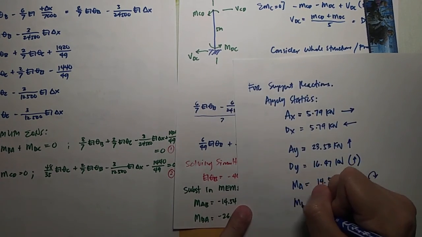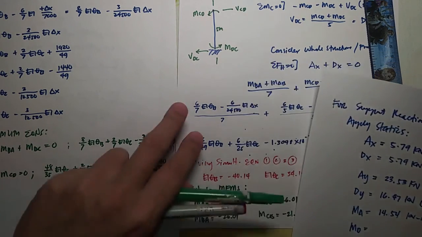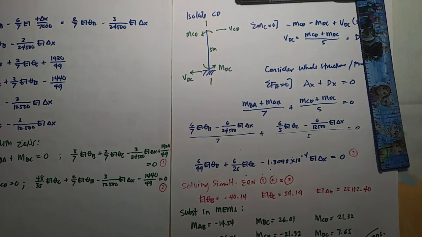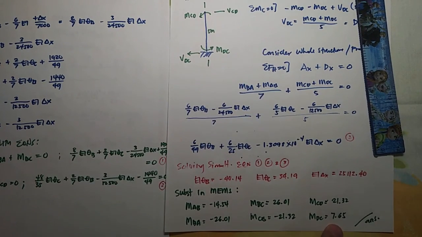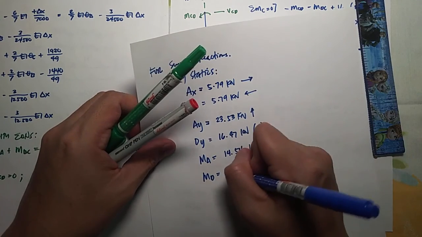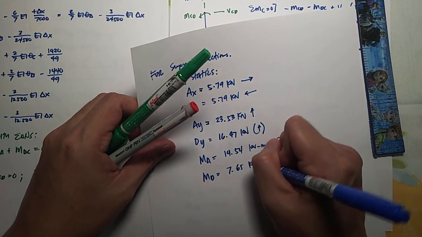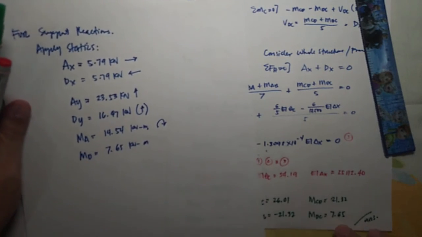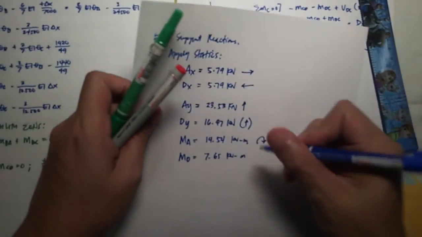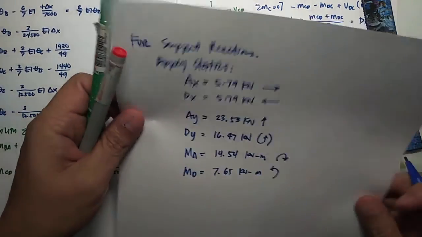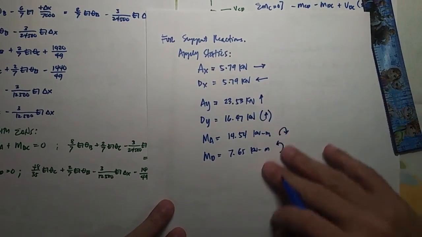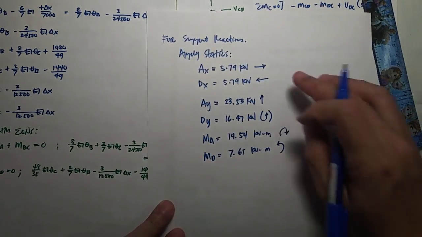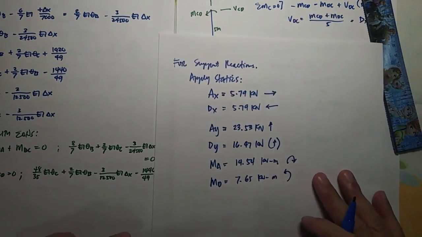How about the moment at D? The moment at D, support D, is actually the same as the MDC. And the MDC is positive 7.65. So that would be 7.65 kilonewton meter. So positive, that means it has a correct direction, which is counterclockwise. Okay? So these are now the support reactions, the horizontal, vertical, and the moment reactions.